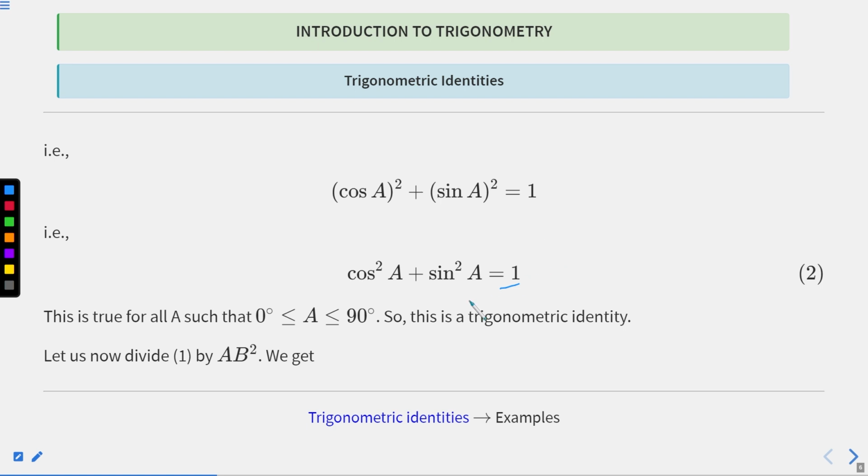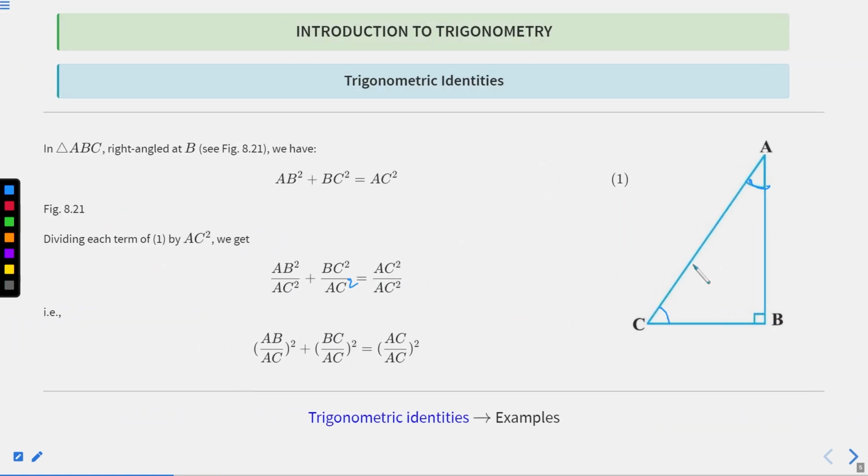So cos square A plus sin square A is equal to 1. This equation is a trigonometric identity, since it is true for all values of A where 0 degree is less than or equal to A, less than or equal to 90 degree. Now let us divide equation number 1 by AB square.